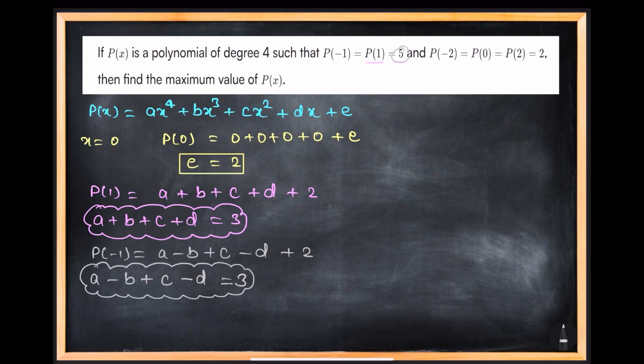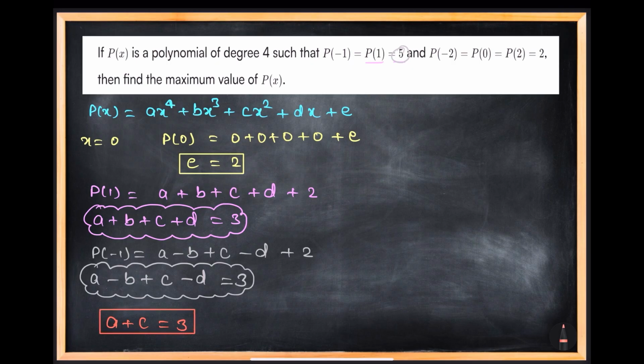To simplify both the equations, what I wish to do is, look here, I will add both the equations. So this b and b will get neutralized and d will get neutralized. So we will have 2 times a plus 2 times c is equal to 2 times 3. Means 2a plus 2c equals 6. So divide both sides by 2. So you will have a plus c is equal to 3. So we got this equation.